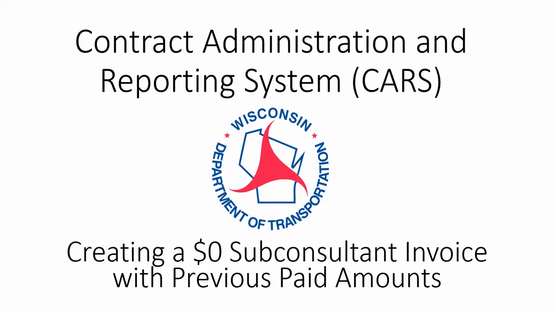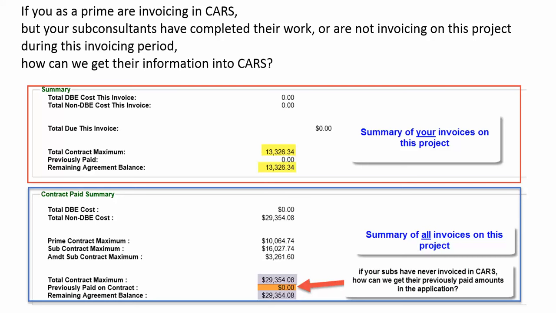In this CARS tutorial, I'll be demonstrating how to create a $0 subconsultant invoice with previous paid amounts. If you are the prime consultant and are invoicing in CARS for the first time, but your subconsultants have either previously completed all of their work on this project or are simply not invoicing on this project during this time period, how can we get their information into CARS?